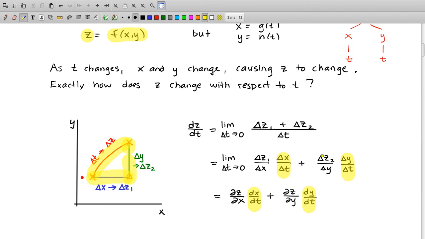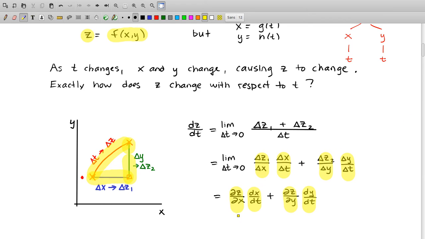And then these last two, this is change in z with respect to a change in x. Really, delta t is going to 0, but as delta t goes to 0, delta x also goes to 0. So it's also simultaneously the limit as delta x goes to 0. And so this then is the limit of the partial derivative of z with respect to x. So this becomes partial z partial x and partial z partial y. And this is the formula for the chain rule in 2 dimensions.